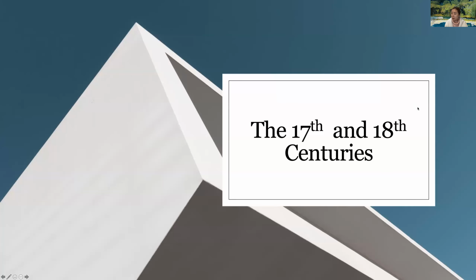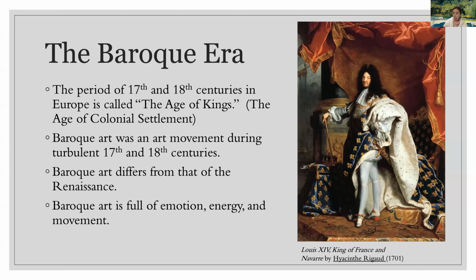In the last meeting, we learned about the 17th and 18th century art movements, and then we saw one of the art movements, the Baroque. So let's quickly review what we learned about the Baroque. The Baroque is called the Age of Kings or the Age of Colonial Settlement. And the main point is Baroque art differs from the Renaissance. That was the key point of this chapter.